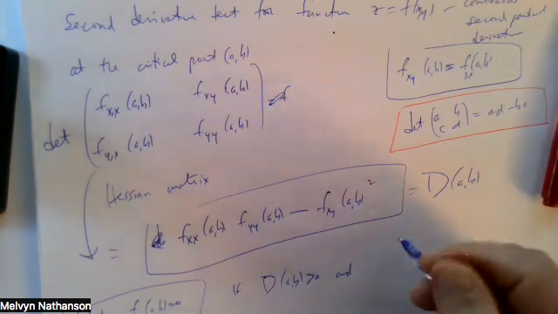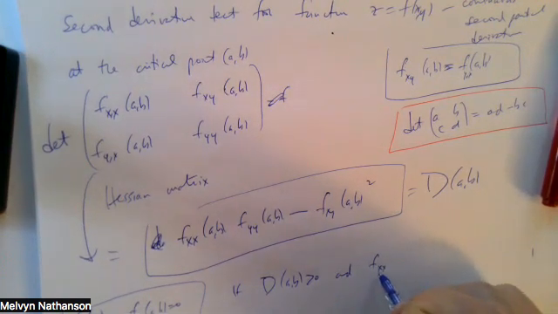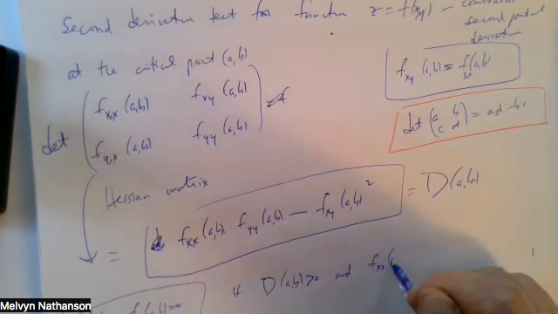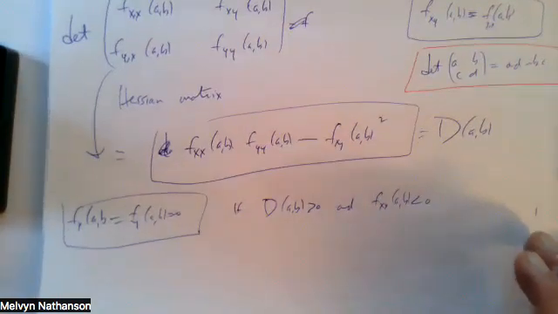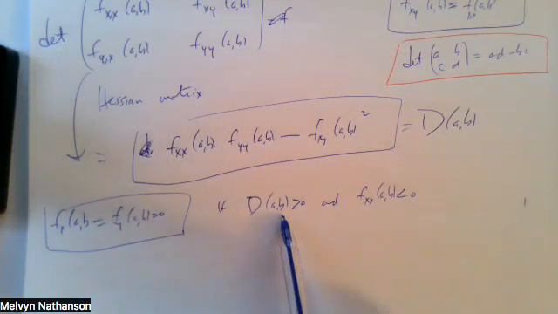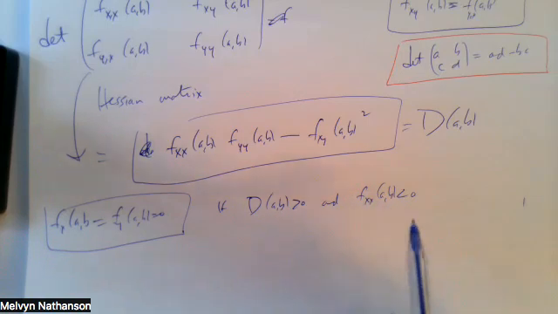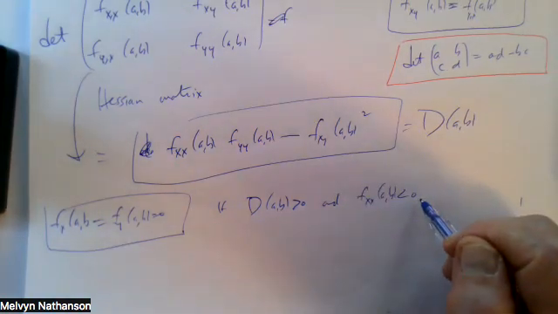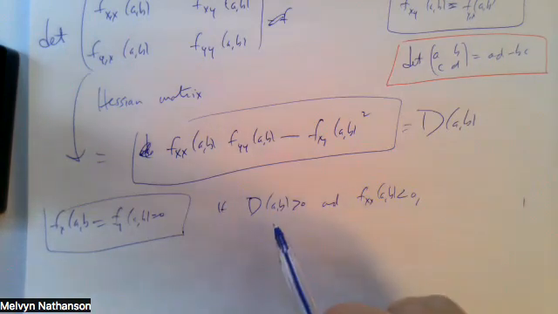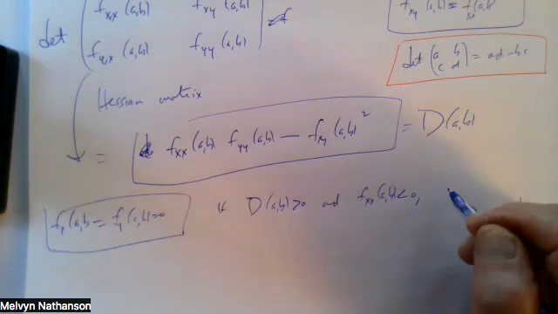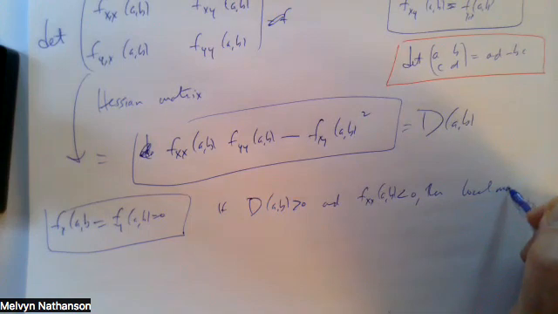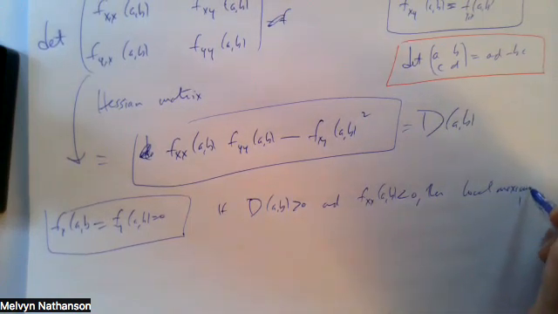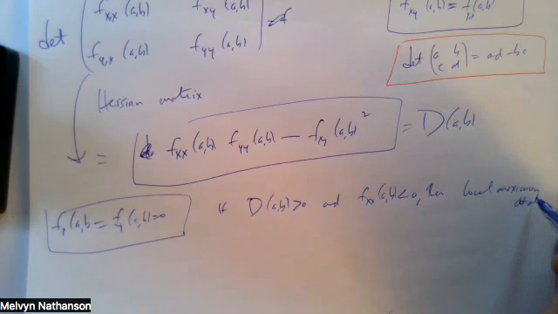and the partial of f with respect to x twice at (a, b) is negative. Remember, in Calc 1, if the first derivative was 0 and the second derivative was negative, then you have a local maximum. And the same is true here. If this function capital D is positive and the second derivative is negative, then you have a local max at (a, b).